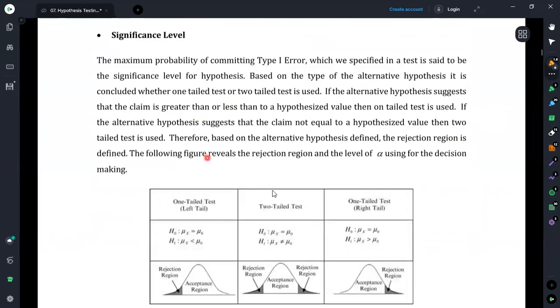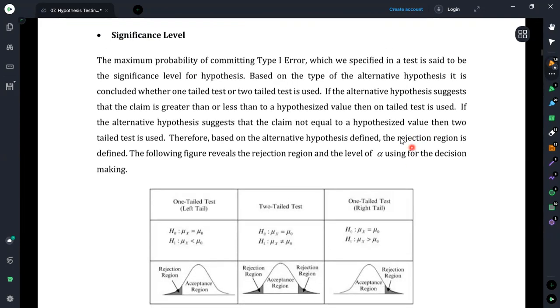Here I have already mentioned the significance level. The significance level is the maximum probability of committing type 1 error. When we are performing the hypothesis testing, we need to have an idea regarding the significance level, because based on the significance level, we are making all the conclusions. Therefore, the maximum probability of committing type 1 error is named as the significance level.